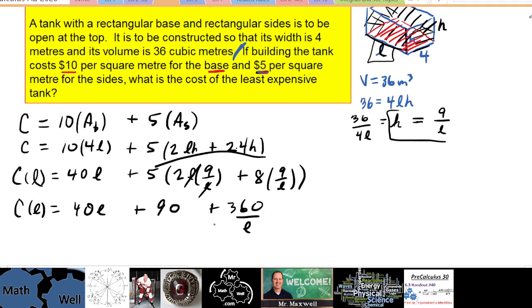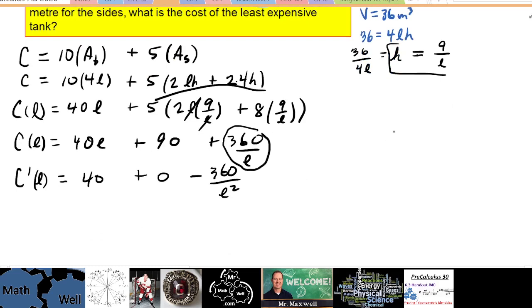So what we need to do now, we can't gather any more like terms, but we need to take the derivative of C of L. Okay, so the cost function, we need to take the derivative. That's going to be 40 plus 0. And okay, so quotient rule, if you want to do it that way: derivative of the top times the bottom, that's just 0, minus the top times the derivative of the bottom, so that's minus 360 over the bottom squared, L squared. That's minus 360 over L squared. I just did the quotient rule on this guy, and you could do that over on the side somewhere if you want. So I've got the derivative.